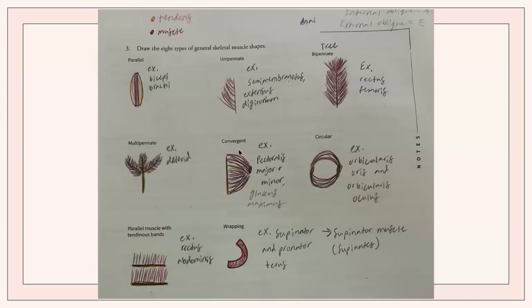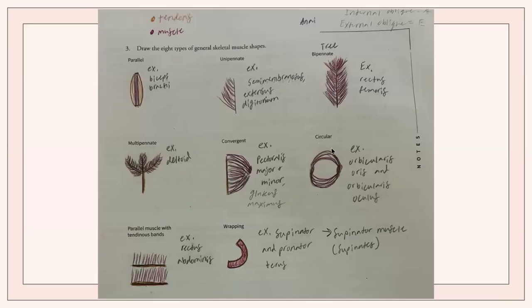Next is convergent. If you ever think of your chest area, so your pectoralis major and minor, or your gluteus maximus, this is the shape that a convergent muscle would have, where it has the point of origin over here at this dot, and then everything is connecting to that circle.